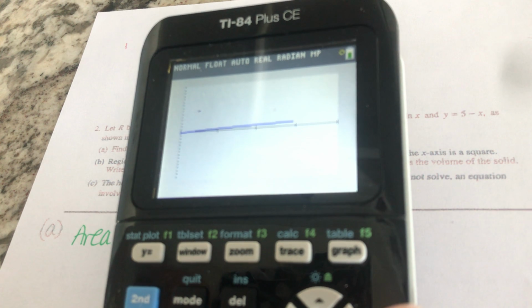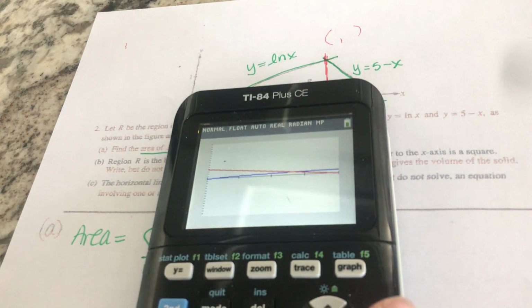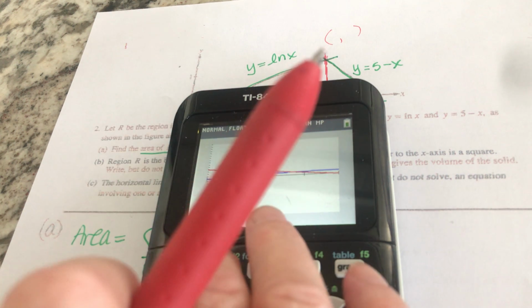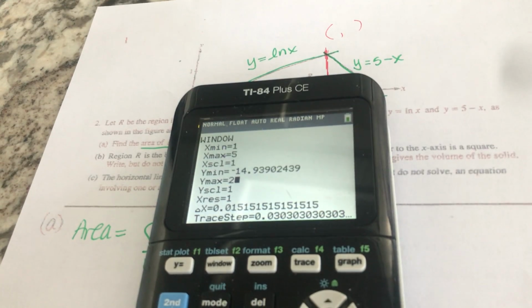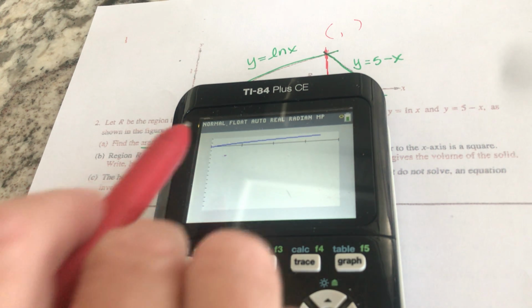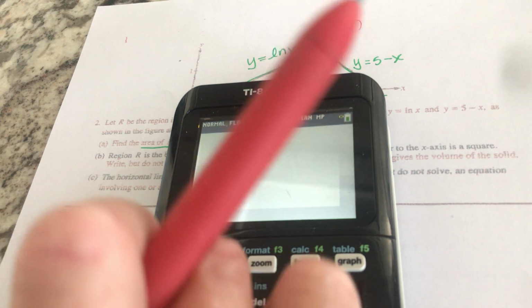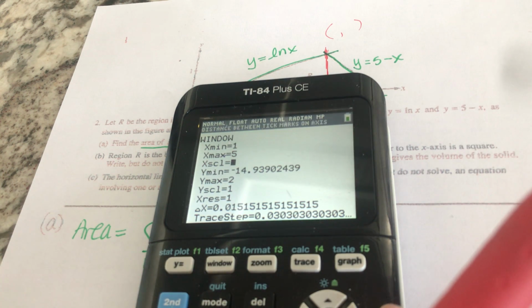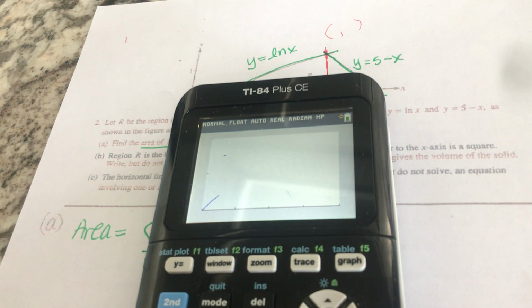So we should see this graph, although my Y values they're really big, so I'm going to change my window so we could see it better. I'm going to make my Y max a 2 and hit graph. Oh, and then I'm going to make my Y min smaller so we don't see all this. Window. I always forget to change my Y value. So I can just put in 0 because that's the x-axis. There we go. Now we're going to see a better version.